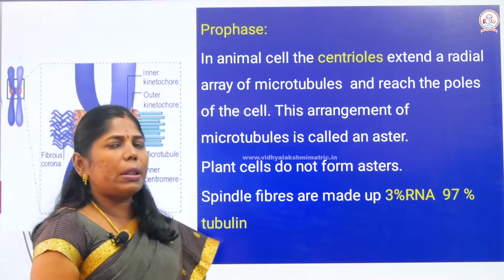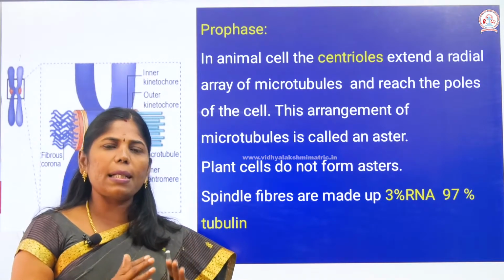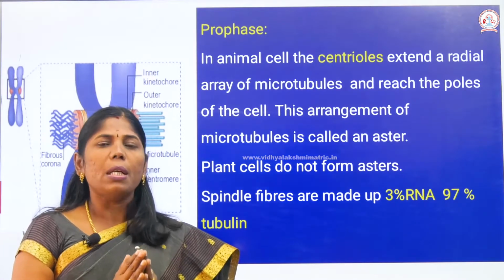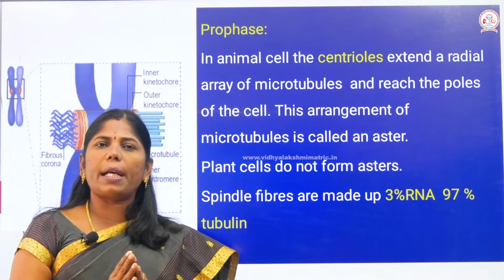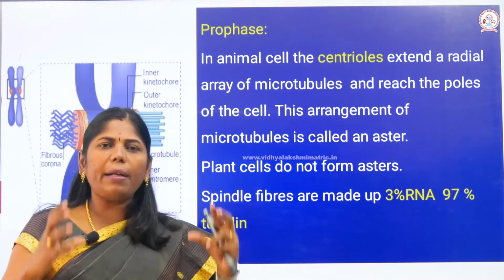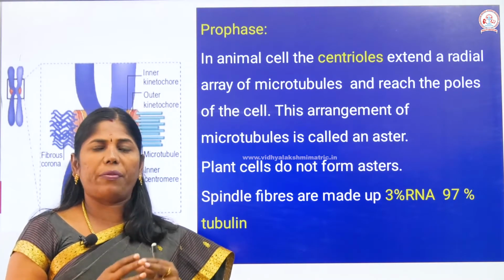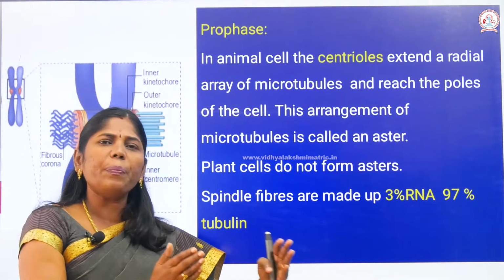So what about the spindle fibers? How are the spindle fibers formed in the plant cell and the animal cell? Animal cells have centrioles, so they form the spindle fibers. The centrioles give rise to microtubules. The radiating arrangement of the microtubules is known as asters. From those asters, the spindle fibers are formed. This happens in the animal cells.